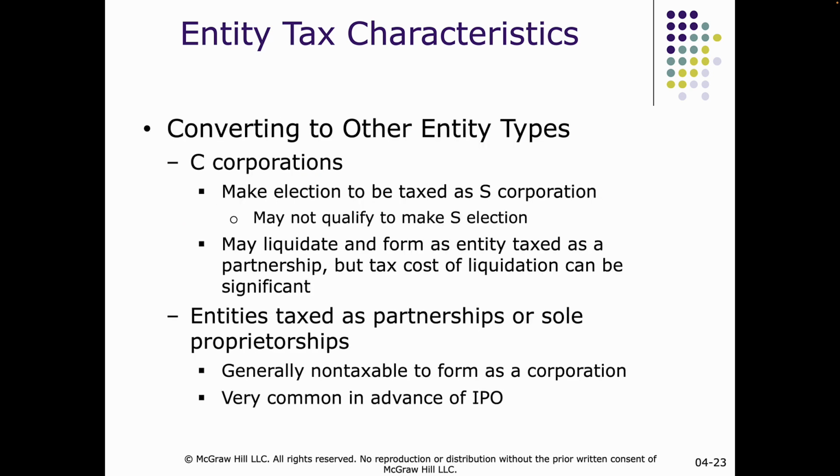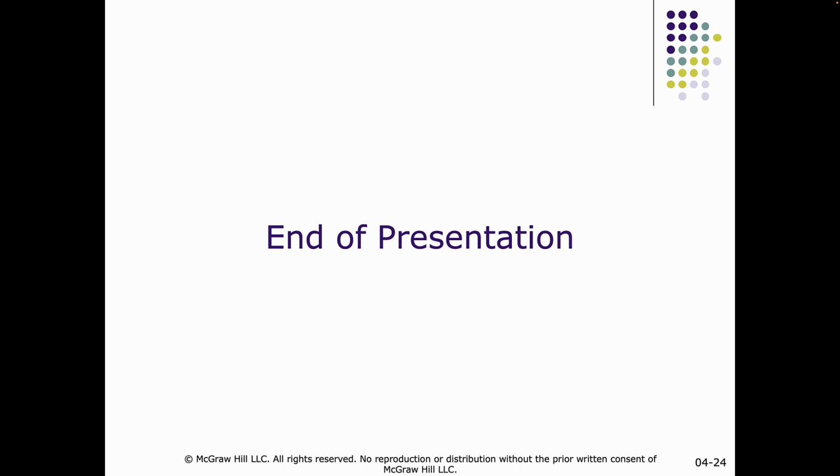And then we want to see about converting some entities to other entity types. So if we look at C corporations, right, you may be able to make an election that it is taxed as an S corporation, but you may not qualify to make that election. So you have to look at those rules. But you may liquidate and form an entity taxed as a partnership, but the tax cost of liquidation can be significant. And then entities that are taxed as partnerships or sole proprietorships are generally able to form a corporation non-taxably, and it is very common that we'll do this in advance of an initial public offering. And that is the end of this presentation.